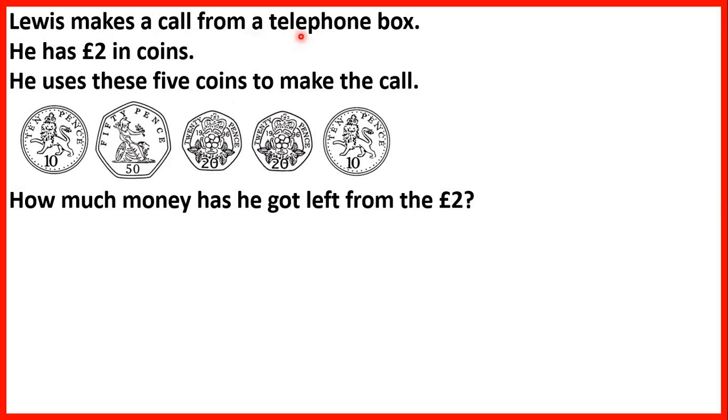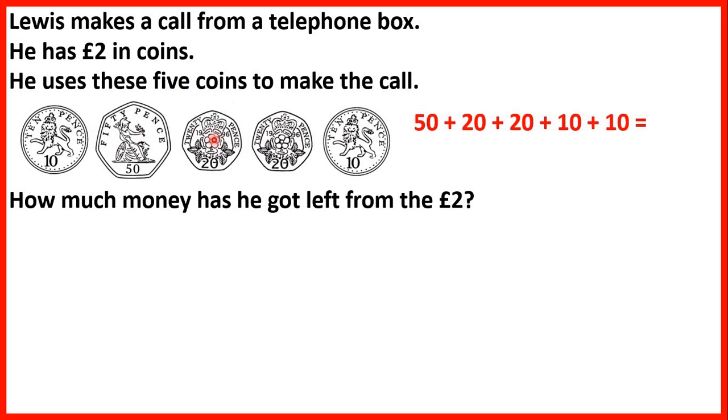Lewis makes a call from a telephone box. He has £2 in coins. He uses these 5 coins to make the call. How much money has he got left from the £2? So first, we need to work out what the call costs. So work out the total value of these 5 coins.